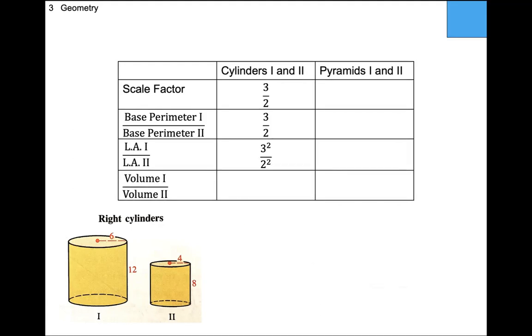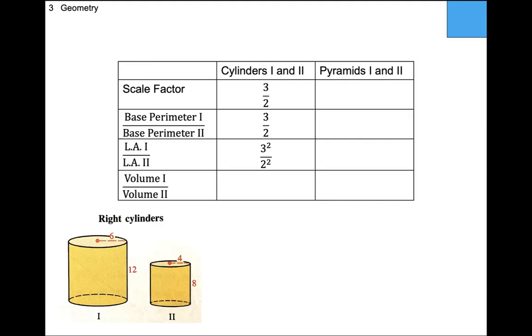Very suspicious. Well, lateral area, remember, is in square units. So is it surprising that the lateral area of these 2 similar solids is the scale factor squared? That's not proof, but that's strong evidence. If you take that same concept and think about volume, since volume is in cubic units, my guess is the answer should be 3 cubed over 2 cubed. Let's see if that's true or not. It's a guess.